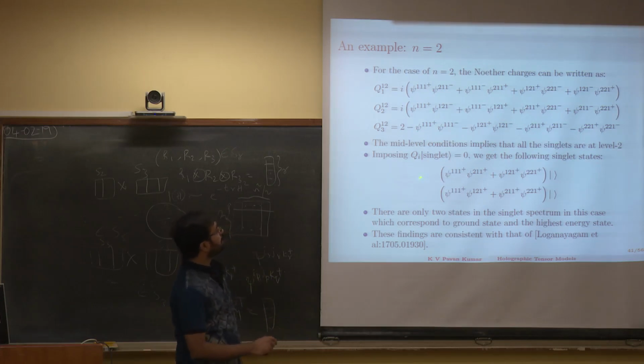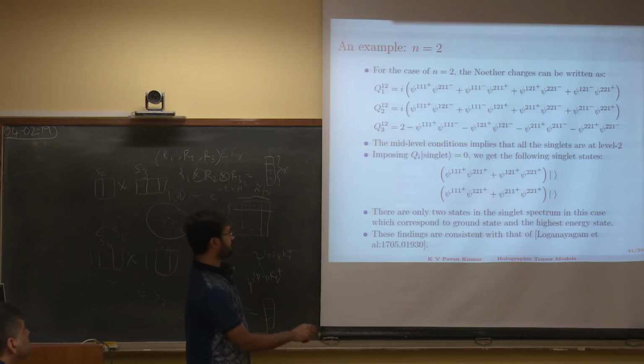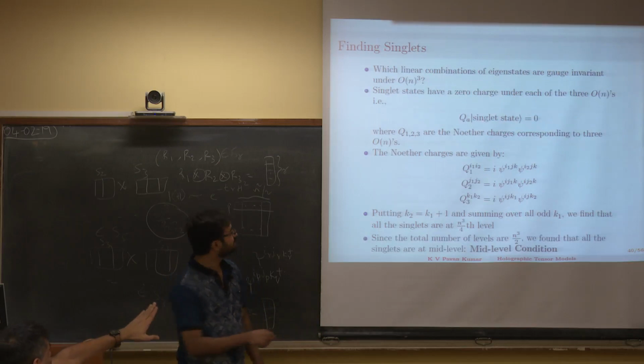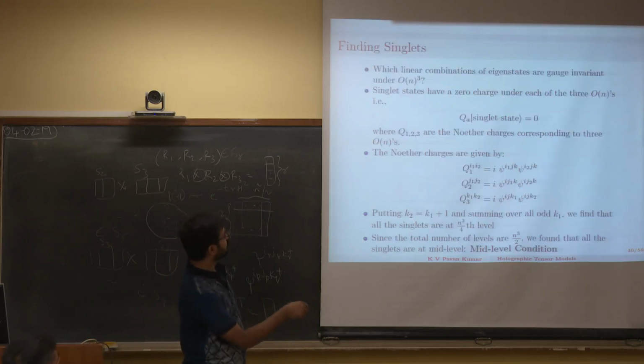Yeah, and all the singlets for this model for n equal to 2 will be at level 2, and imposing this constraint for the rest of the 2 charges. I'm sorry, in all this discussion I missed where you got your mid-level. Could you just go through that slowly?